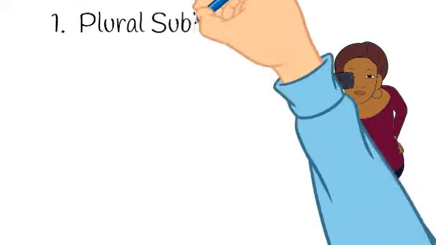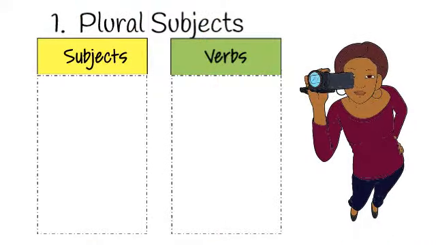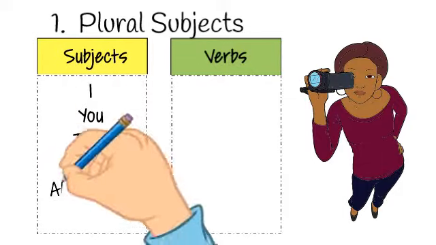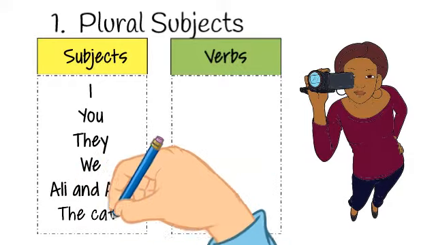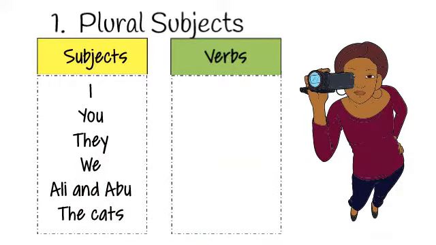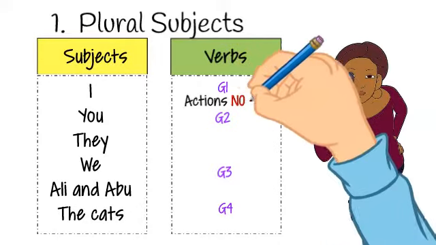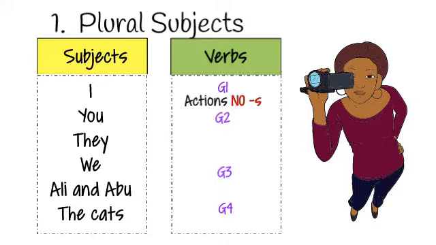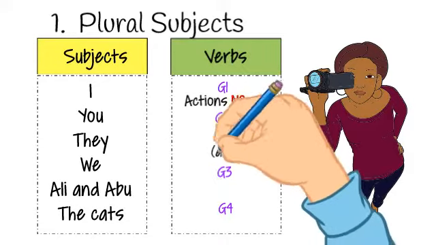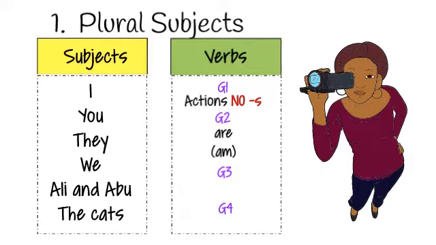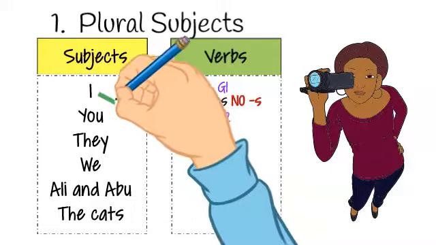Rule number 1. For plural subjects, we need to use plural verbs. What are the plural subjects? For example, I, you, they, we, Ali and Abu, the cats. They will use plural verbs, which are categorized as G1, G2, G3, and G4. G1, action, no S. G2, R and M. G3, have. G4, do.